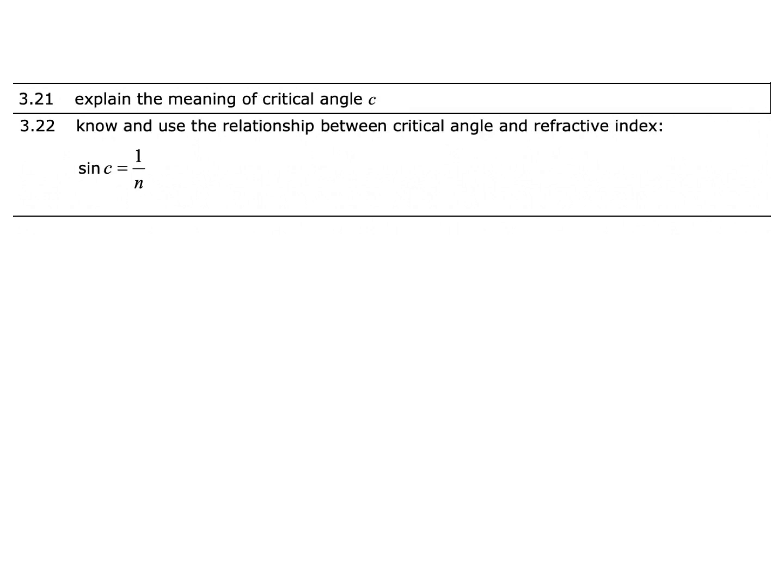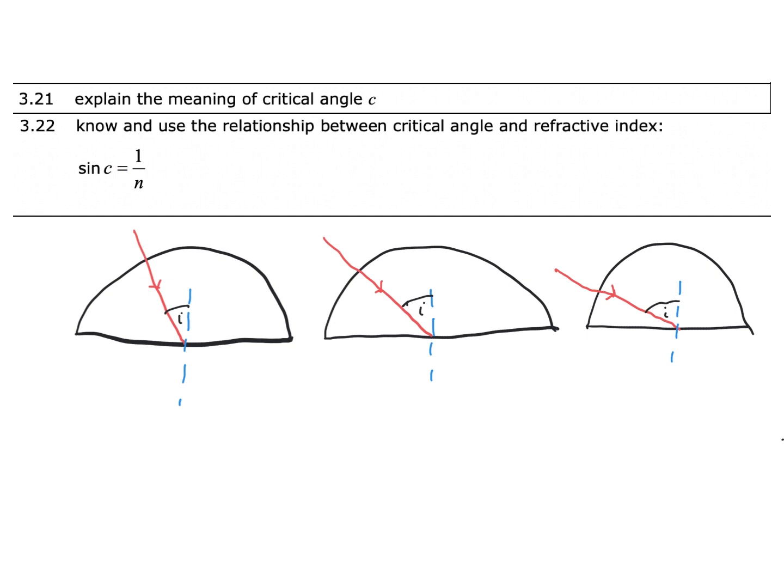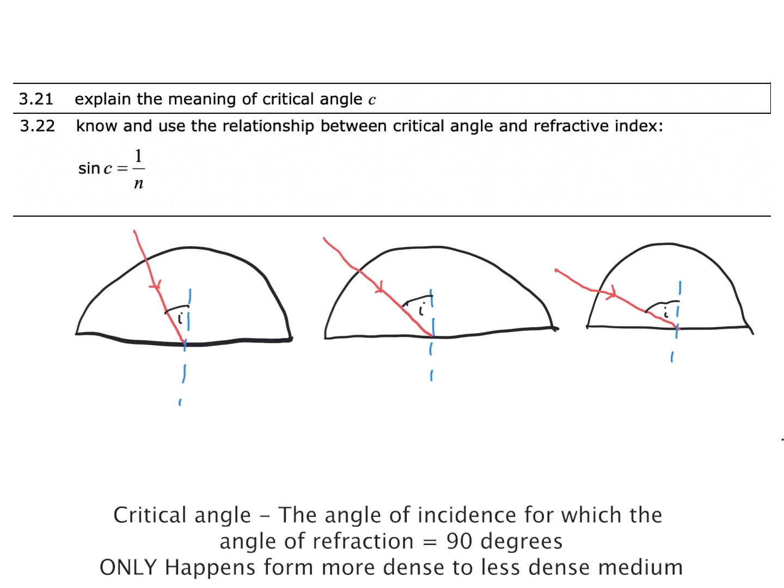So now we move on to spec point 3.21 and 3.22, where we are talking about the critical angle C. And the way that I find best to describe this is by drawing 3 different glass blocks, which are all semicircular. So on these 3 drawings, I have drawn normals and rays of incidence with varying angles of incidence. The critical angle is the angle of incidence for which the angle of refraction equals 90 degrees. This will only ever occur when going from a more dense to a less dense medium.